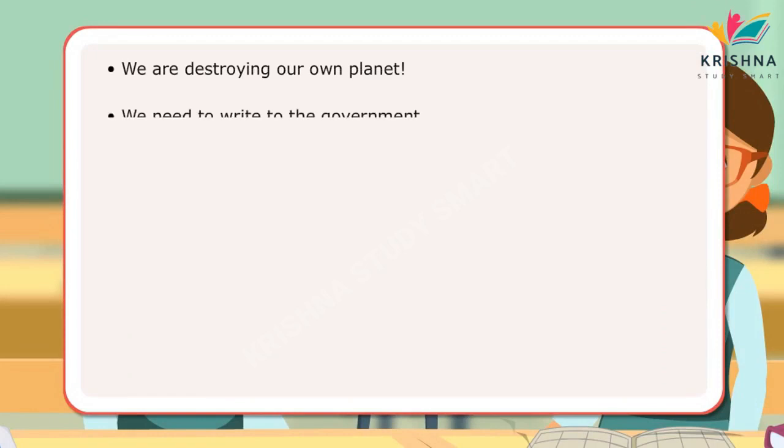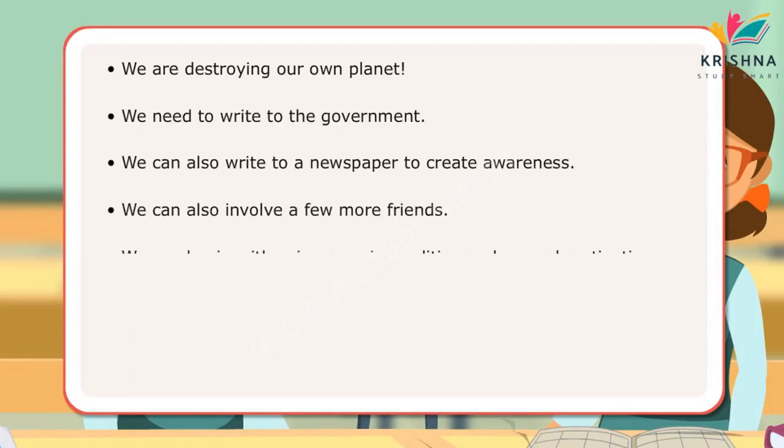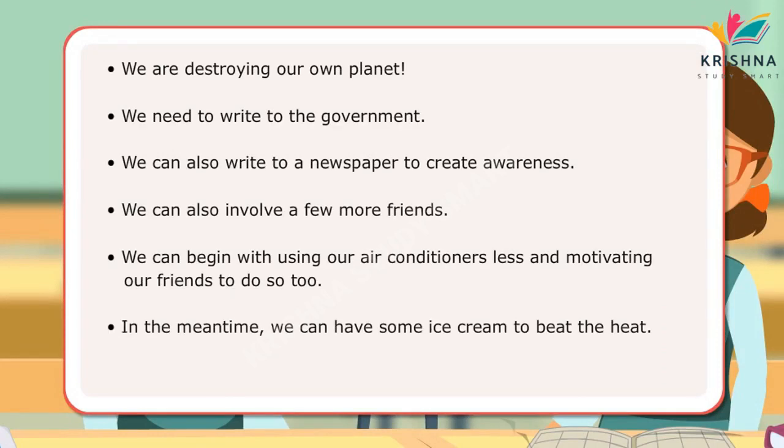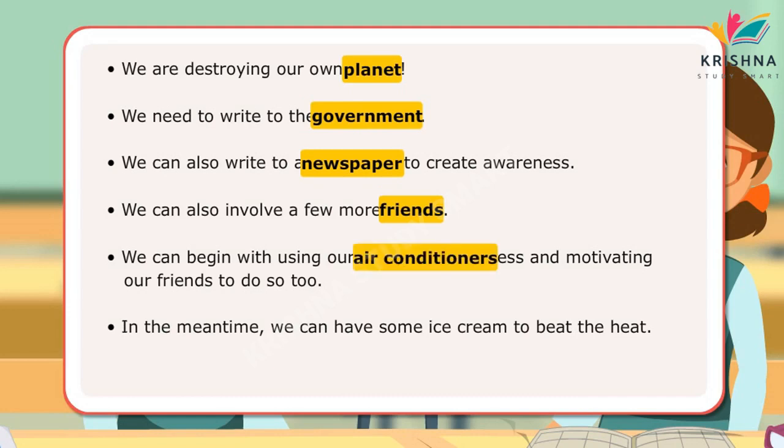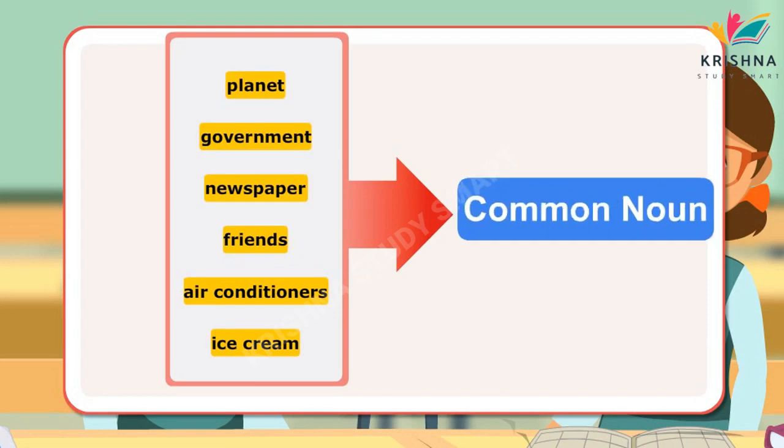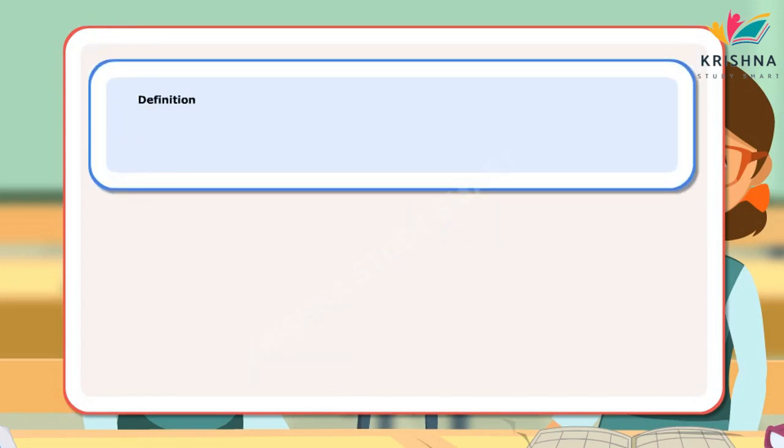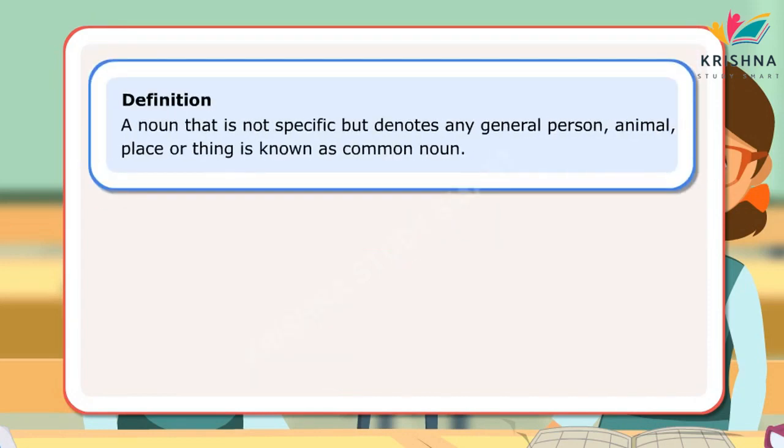The girls speak about many general things and concepts in their conversation. The words planet, government, newspaper, friends, air conditioners, ice cream are examples of common nouns. Definition: a noun that is not specific but denotes any general person, animal, place, or thing is known as a common noun. Let us look at a few sentences.